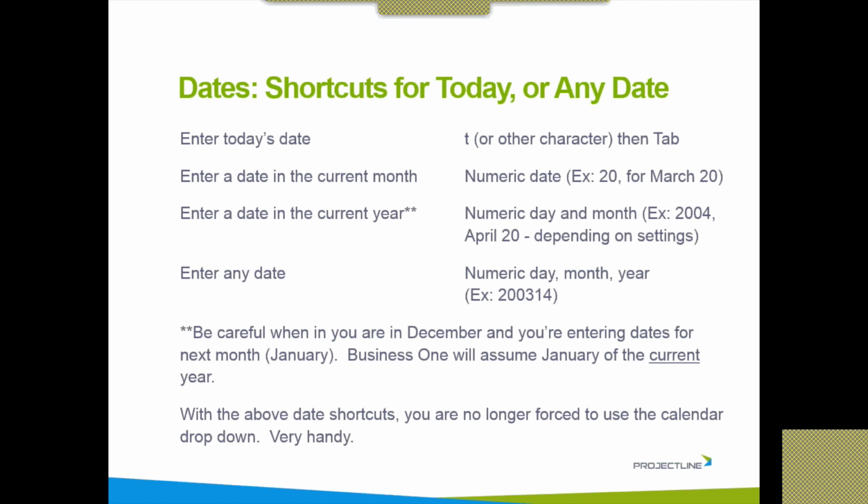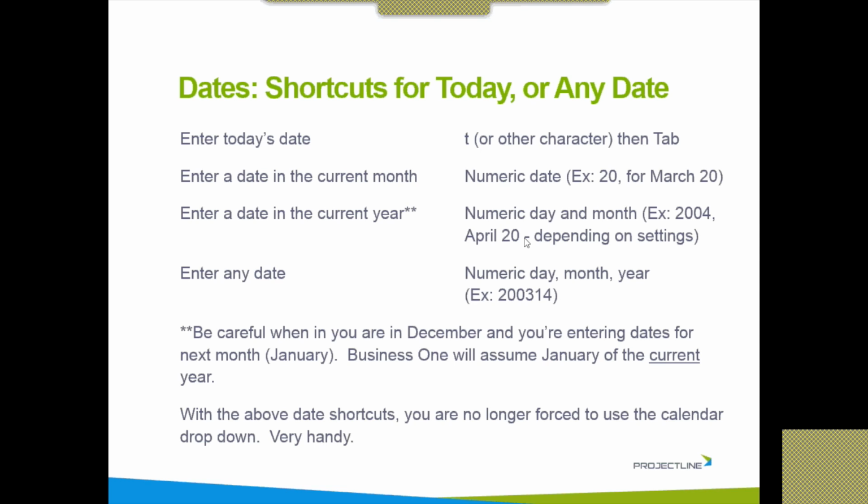The next shortcut is very important, but it comes with a warning. You can enter the current day and month, and it will enter exactly what you would expect. Of course, you can enter the month and the day, or the day and the month, depending on settings. But note, with this double star at the bottom here, be careful when you are in December and you're entering dates for January, because it will assume January of the current year. And of course, that goes vice versa if you're going backwards.